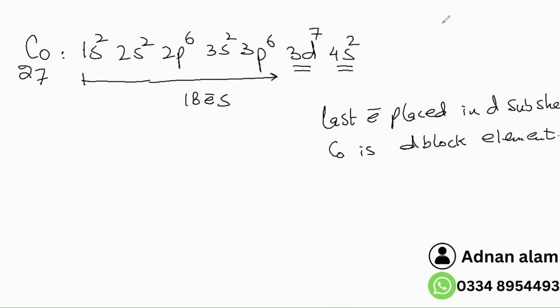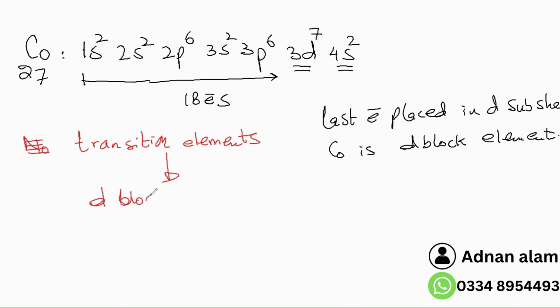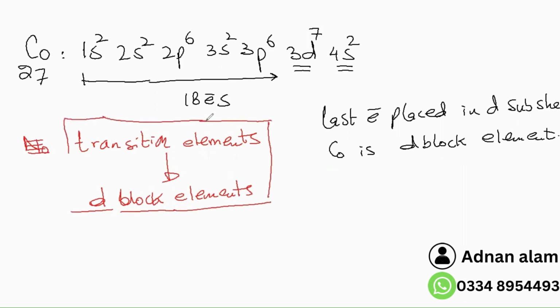In fact, all transition elements are D block elements. So all transition elements are D block elements, because in all transition elements, the last electron is associated with or involved in the D subshell.